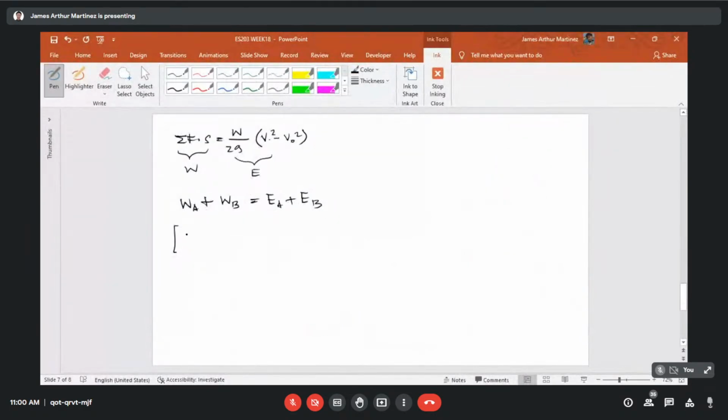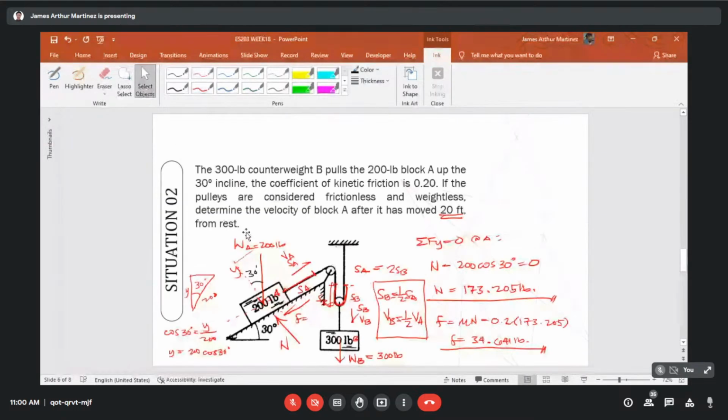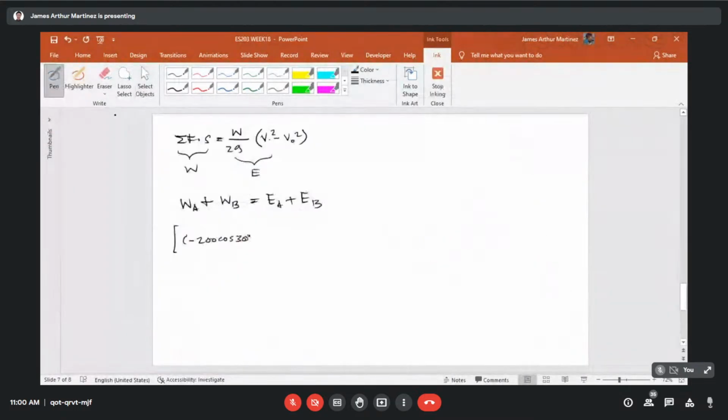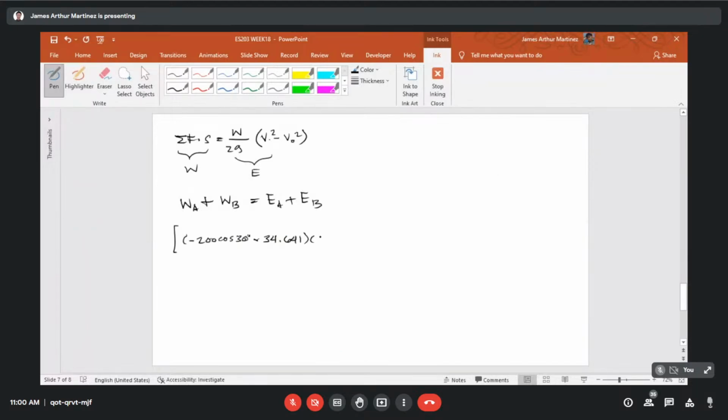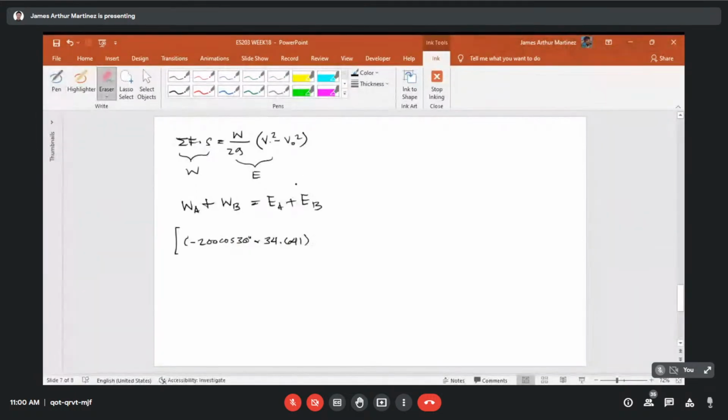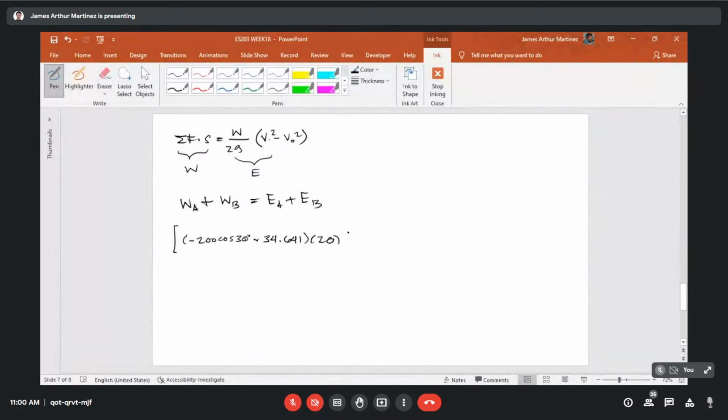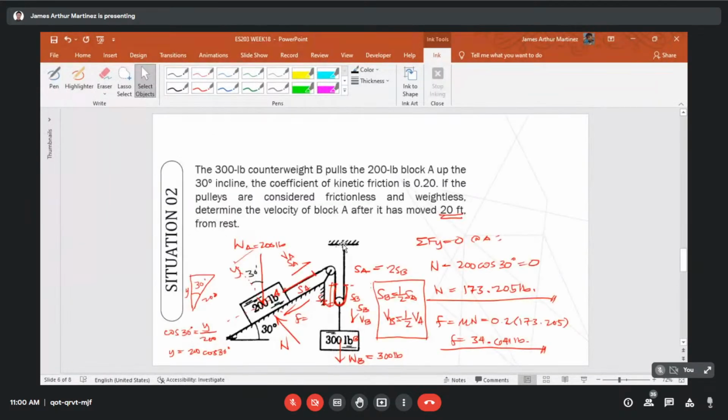So this will become negative 200 cosine of 30 minus the f, which is 34.641, multiplied by their displacement. So SA is 20 feet, right? So this is 80. Ay, wait, 20 feet only, guys, sorry. Plus the work done on the object B, or block B.